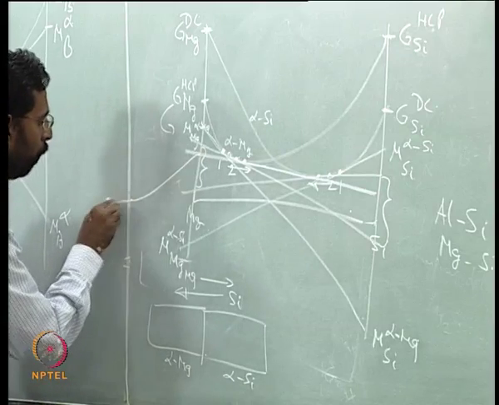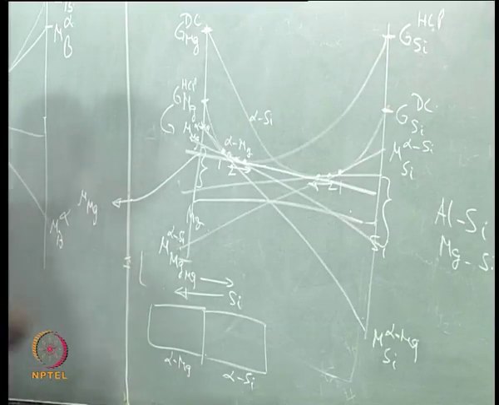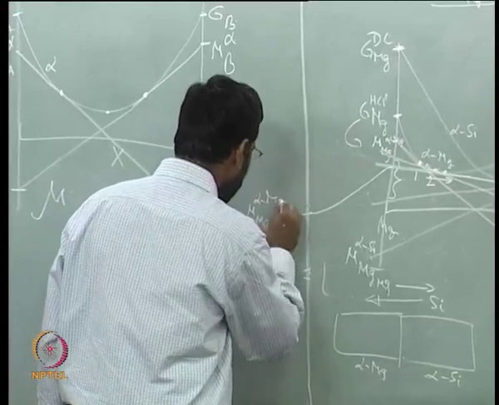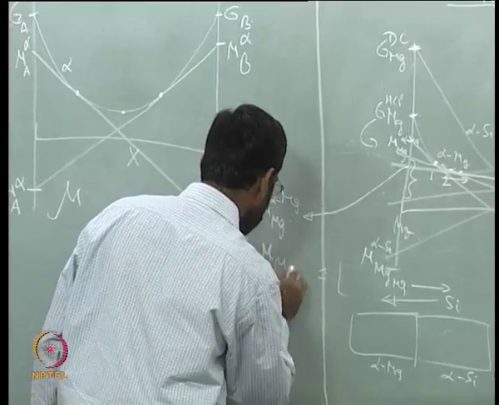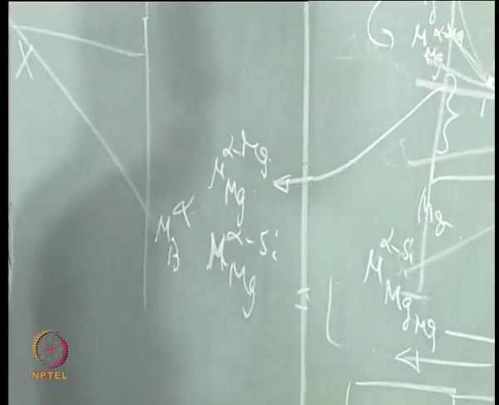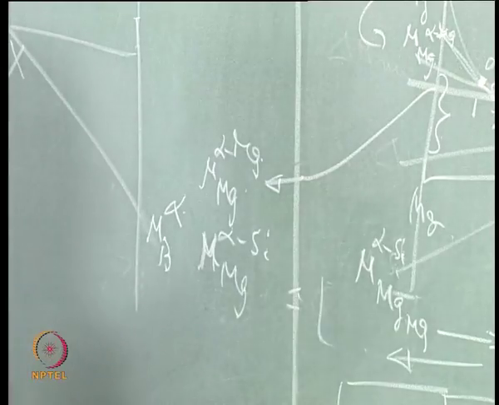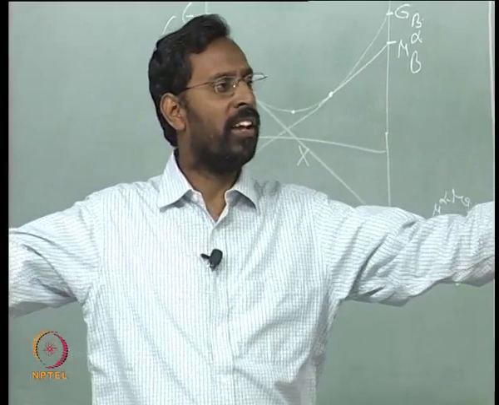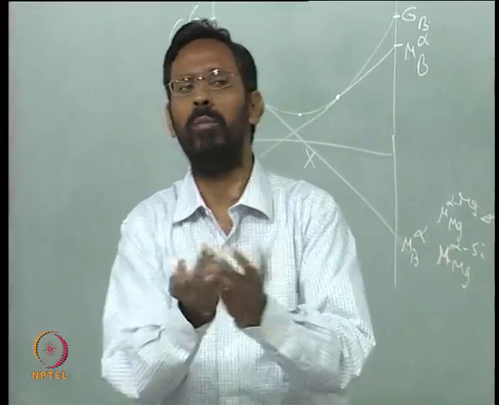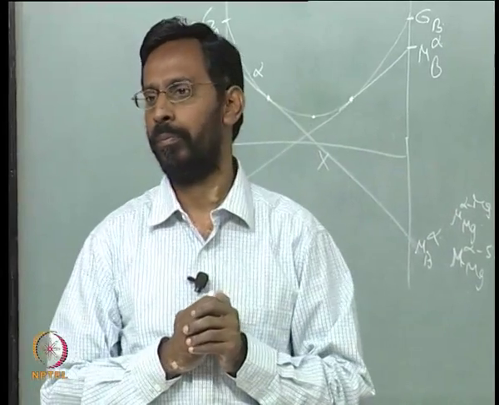When the tangents are the same, what does it mean? This particular composition is mu of magnesium in alpha magnesium. It is also mu of magnesium in alpha silicon. Activity of magnesium in alpha magnesium and activity of magnesium in alpha silicon becomes the same, and once the activity on both the sides is the same, then the atoms cannot move, and that is the definition of equilibrium.